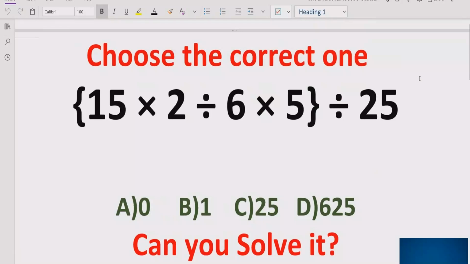Today we will solve another quiz which is related to arithmetic expression. The quiz contains two basic operations, multiplication and division. Here we have to solve this quiz using the PEMDAS and BODMAS method and find the correct answer. In the answer list we have four answers. A is 0, B is 1, C is 25 and D is 625. So let's see after solving it which answer is correct.